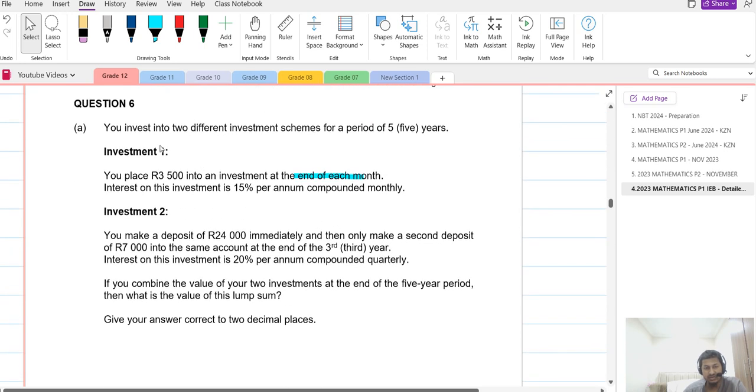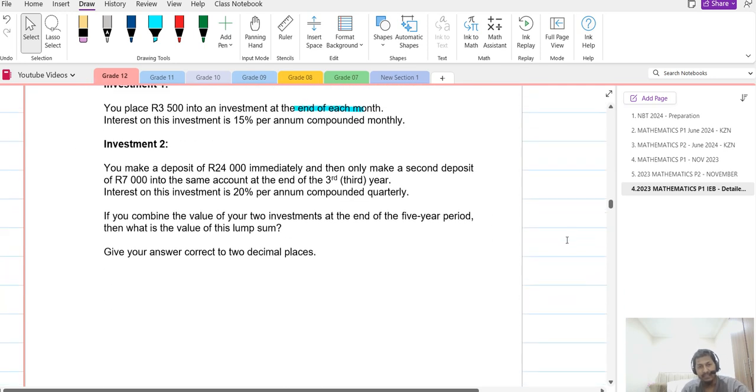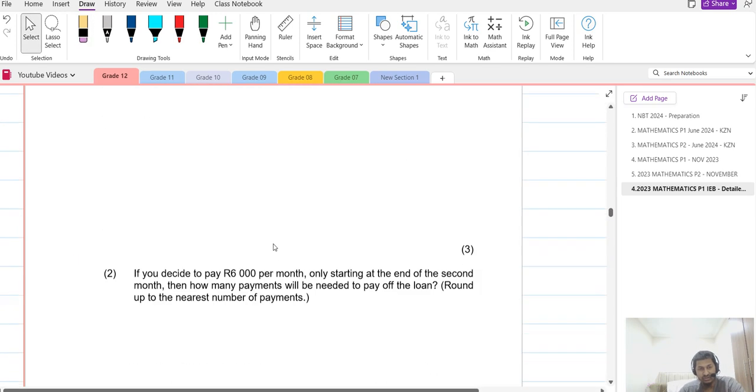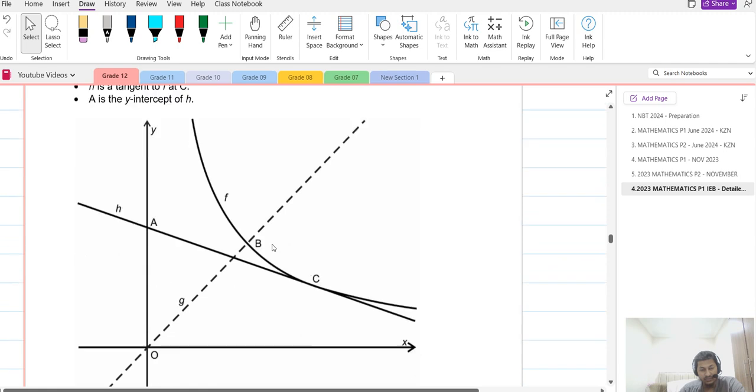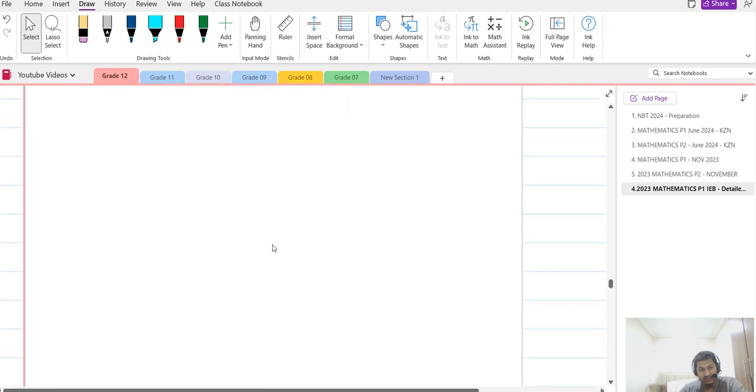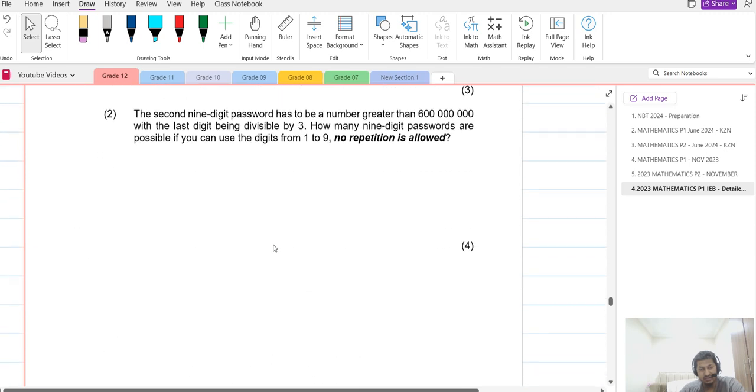So let's look at investment 1. Investment 1, you're just investing money at the end of each month for 5 years, right? So for investment 1, you're going to take the future value annuity. What formula do they use in your formula sheet? Let's check. What formula did they give us here?